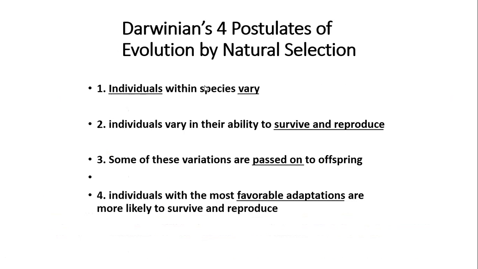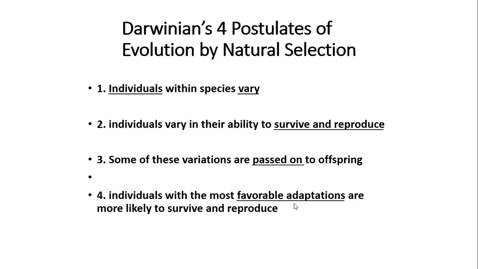You have to have individuals within a species that have differences. This is something that you will see in any population. There's going to be differences among individuals. And you have to have a difference in the individual's ability to survive and reproduce. So these variations may increase or decrease an individual's ability to survive and reproduce, and some of these variations get passed on to the offspring. So basically here meaning genetically based variations, right?